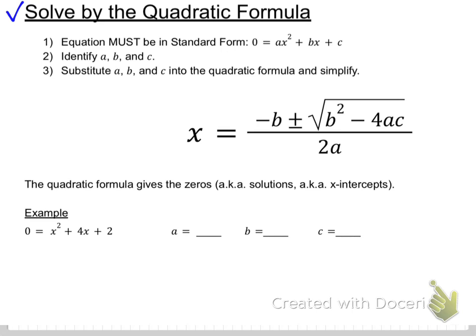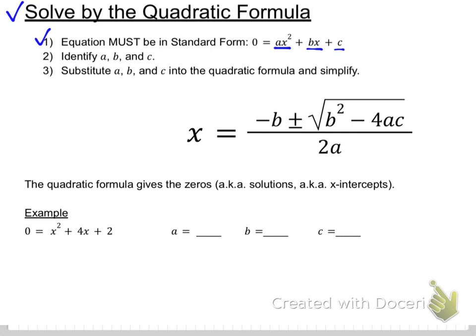Well, it's got to be set up in a certain way, but this is a fairly straightforward way of solving these. So first off, let's talk about what it has to look like. It must be in standard form. That means the x squared term has to be first, then the x term, then the constant, or the one without an x. All right, and it has to be equal to 0. If it's not equal to 0, we cannot solve it.